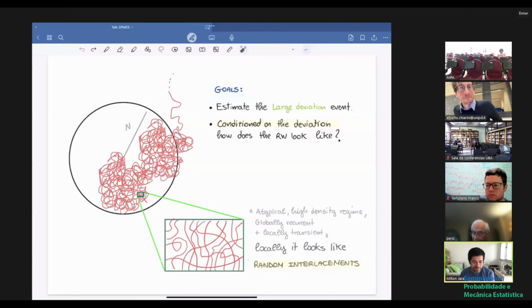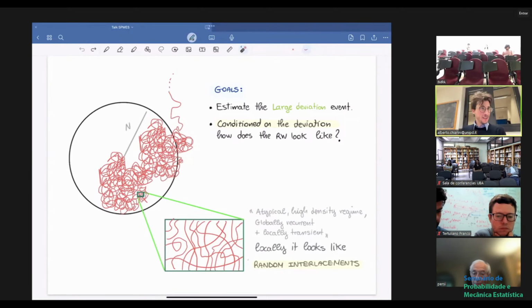Okay, thank you. So the talk today is about this relation between random interlacements and a random walk, and how to use random interlacements to derive quantitative and precise large deviation estimates for this kind of events. So locally, it will look like random interlacements, and I will come back to that later.